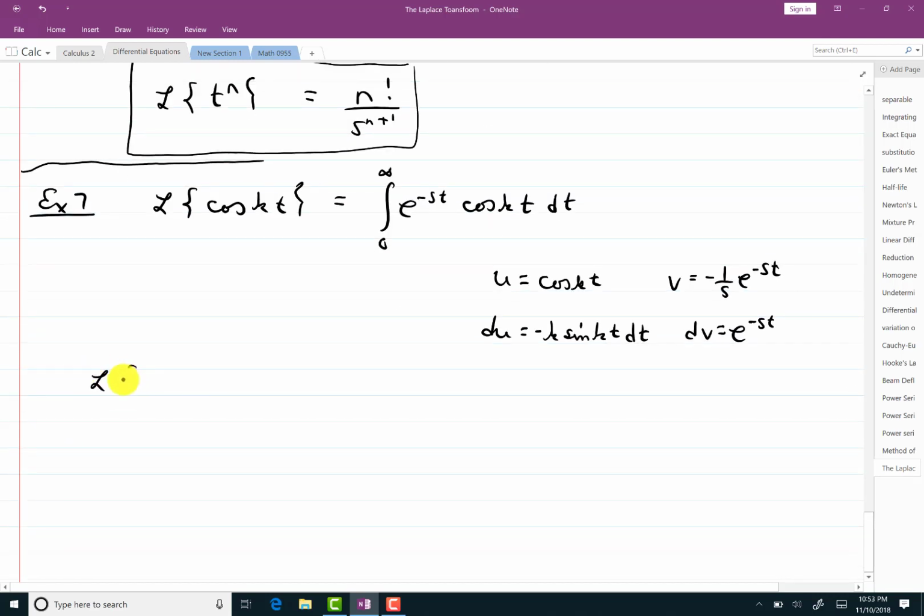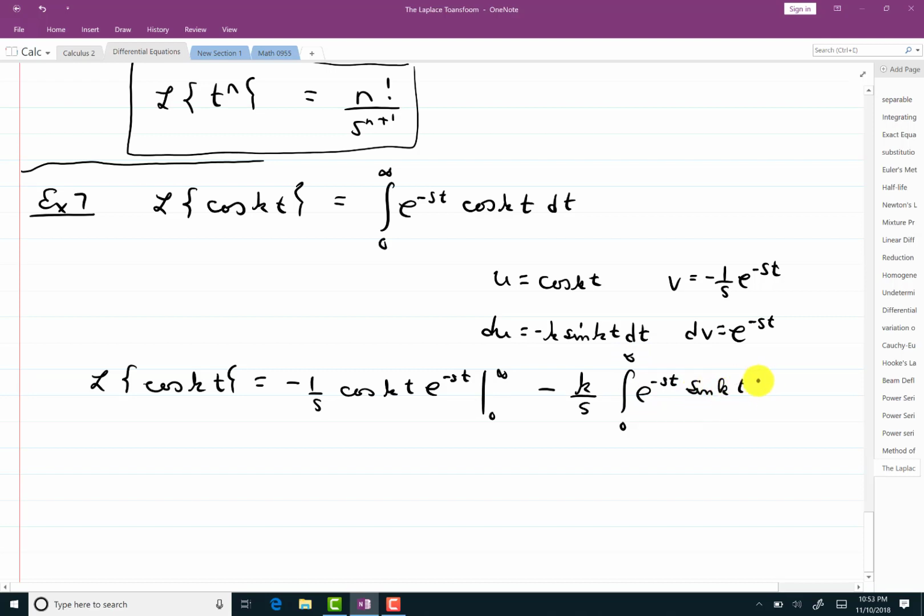So my Laplace transform of cosine of kt, so far what do we have? uv, I'll have negative 1 over s cosine of kt e to the negative st from 0 to infinity. And here, the two negatives do cancel, but I am subtracting this piece. So the triple negative will end up being a net negative here. I'll have k over s, the integral from 0 to infinity, e to the negative st, sine of kt dt.